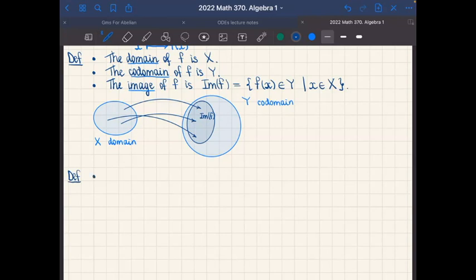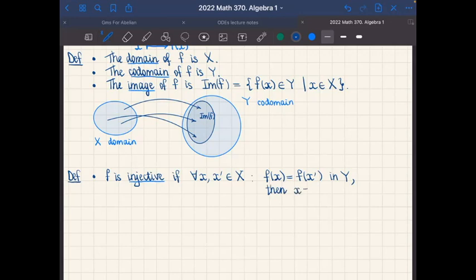We say that f is injective if for every pair of elements x and x prime, if they get sent to the same element in Y, then it means that they were the same element to begin with. In other words, no two elements go to the same element.